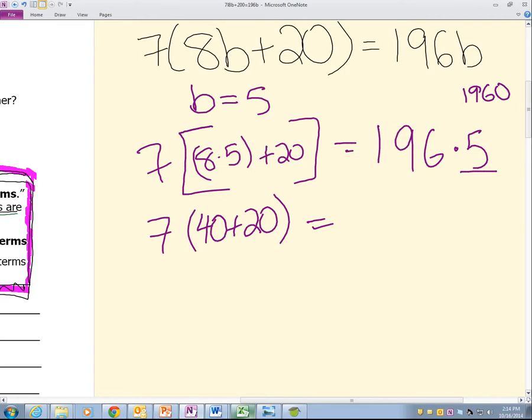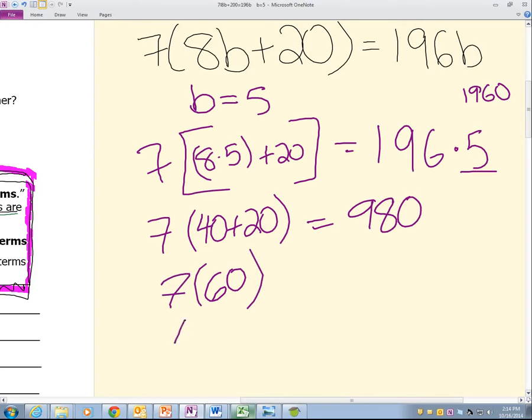So what is half of that? So 980. I don't need a calculator, because I like working out my brain. Okay, so then we have 40 plus 20.